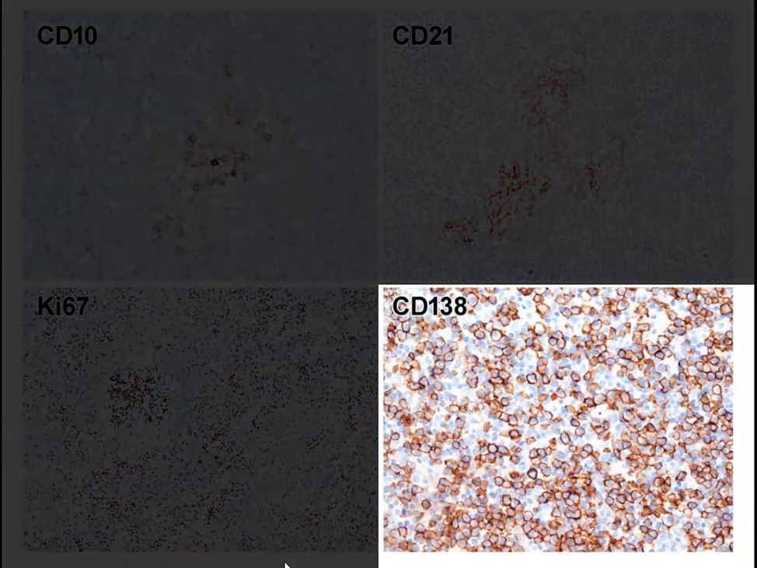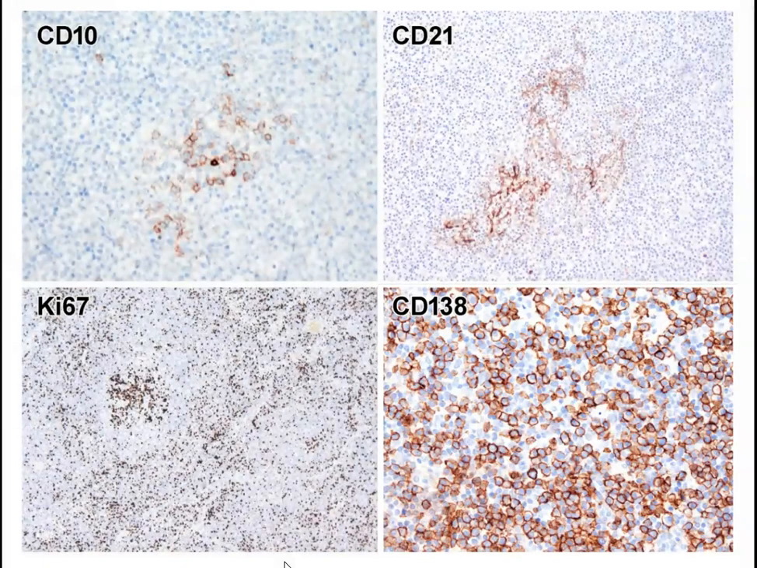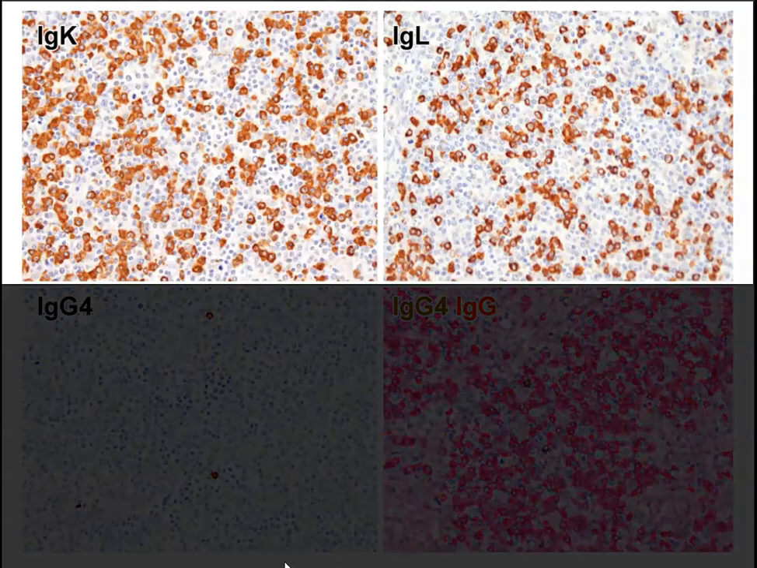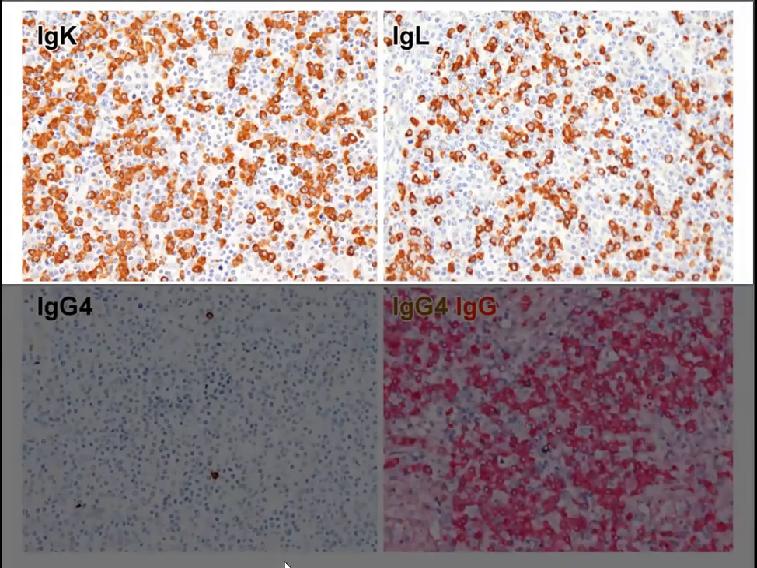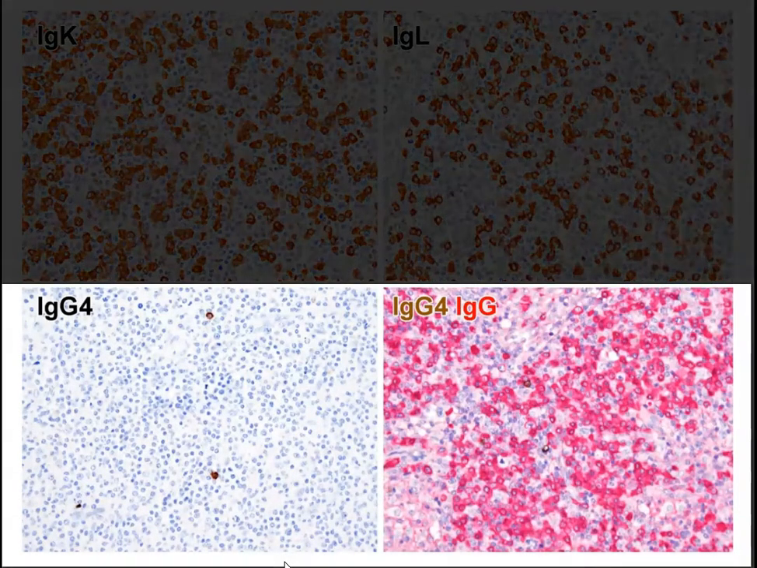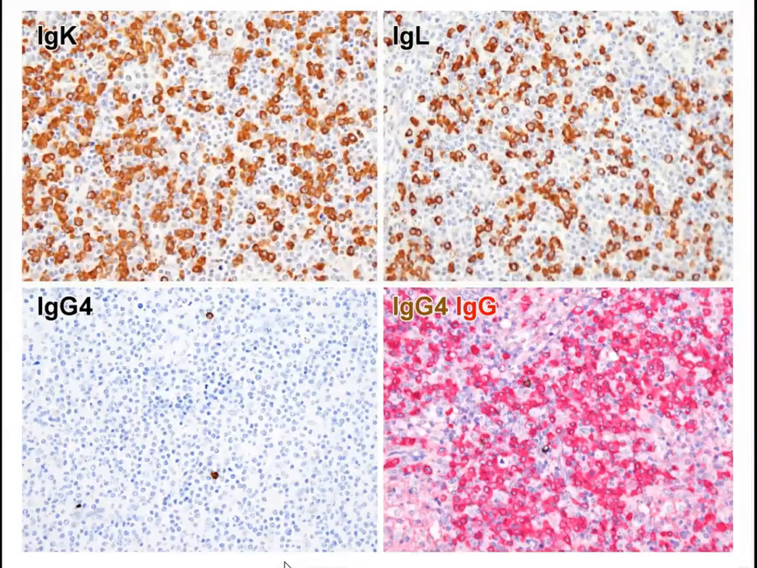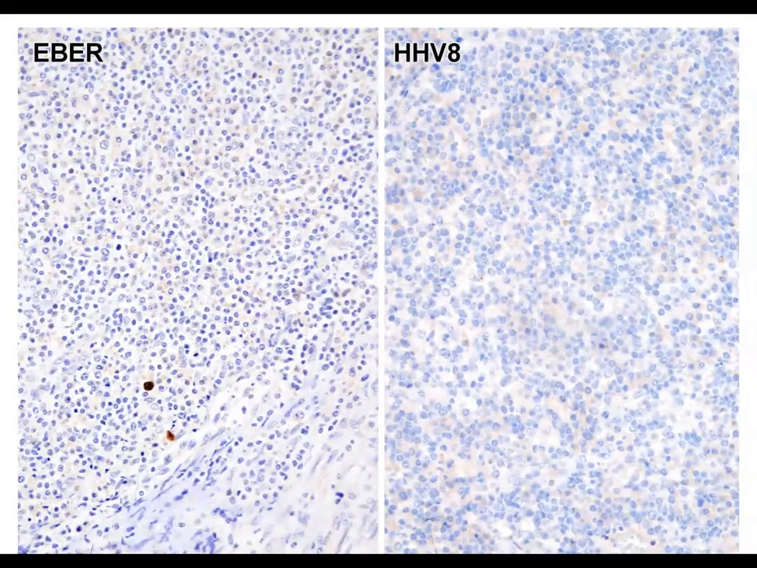Numerous CD138 positive plasma cells are seen in the interfollicular region. In situ hybridization shows polytypic immunoglobulin light chain expression in keeping with reactive plasmacytosis, but hardly any IgG4 positive plasma cells are seen, thereby excluding IgG4 related disease. The lack of EBV and HHV-8 expression in this case rules against HHV-8 associated Castleman's disease.